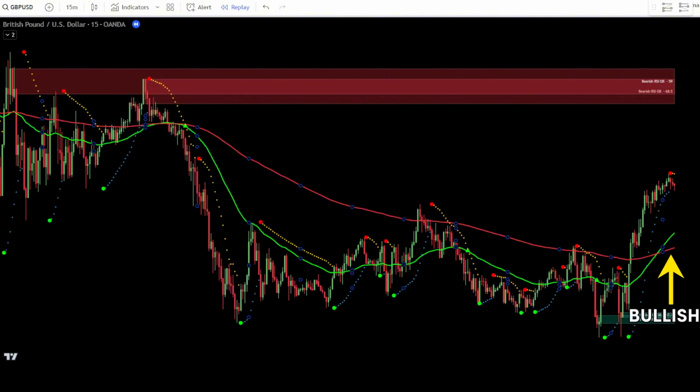If the EMA 50 crosses above or stays above the EMA 200, it indicates a bullish trend. Conversely, if the EMA 50 crosses below or stays below the EMA 200, it indicates a bearish trend. To place buy and sell orders, you can use the Parabolic SAR points as your guide. For a more detailed explanation, let's discuss how to place buy and sell orders using the RSI order block strategy.